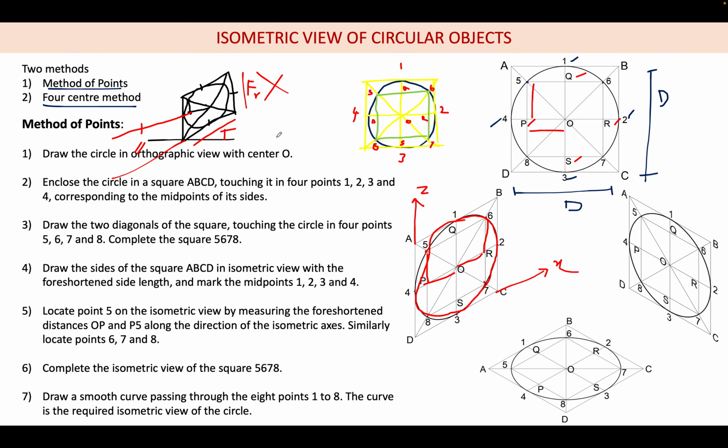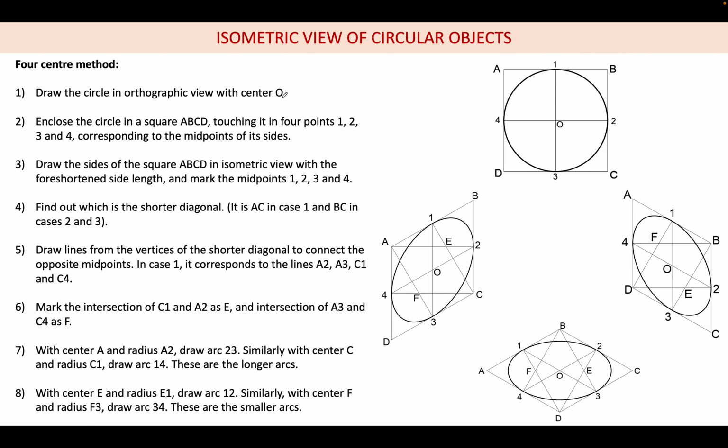Okay, so like this I just explained how to draw the isometric view of a circle using the method of points. Now we are coming to the four center method. So again draw the circle, draw the square around it, and mark the midpoints 1, 2, 3, 4. After doing that, draw the reference line. Till this it is clear, and mark the midpoints.